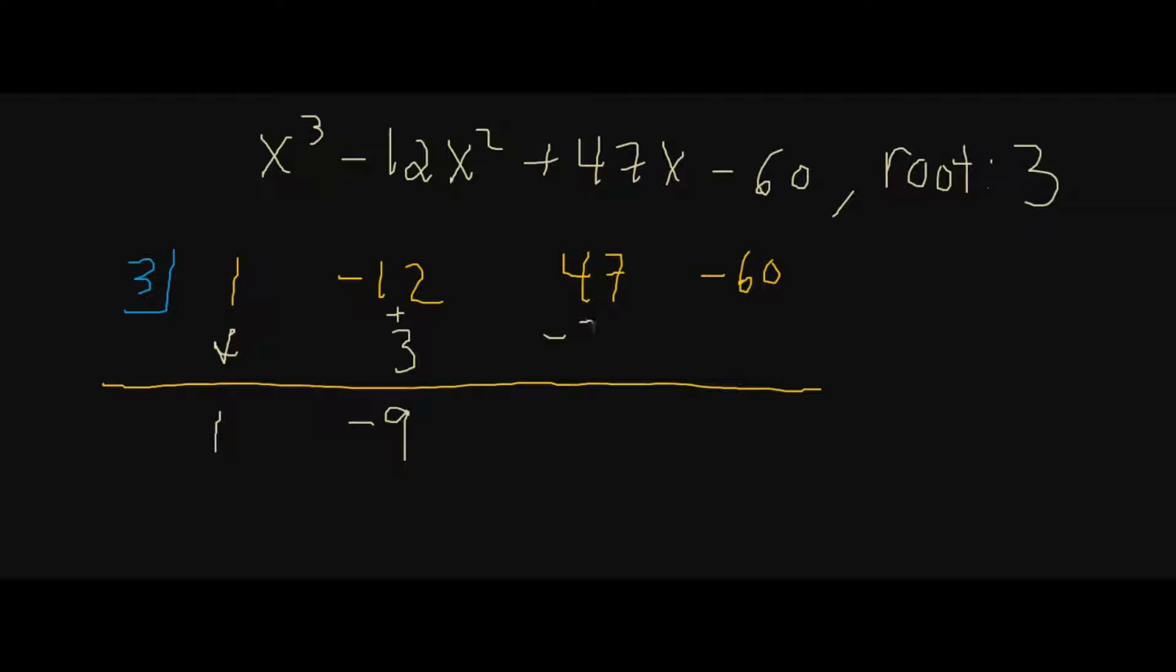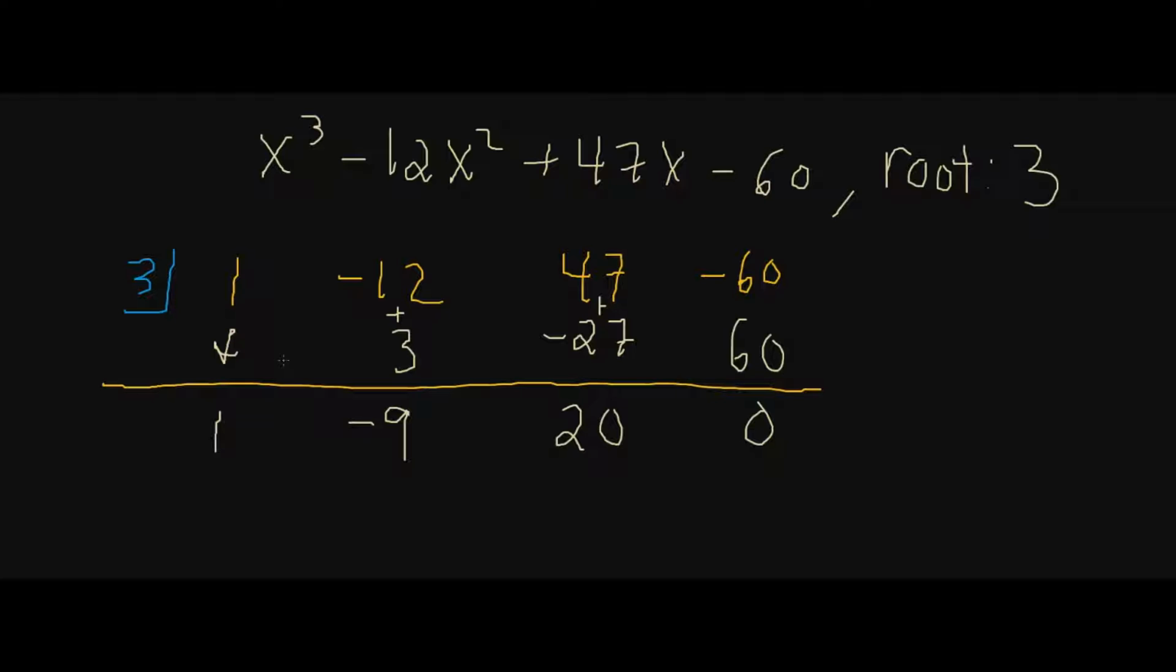Well, that's negative 27. Now we just add this over here, right? And we're going to get 20. Right, so what's 3 times 20? Well, that's 60, which goes over here. So we're going to put 60, and that's 0.